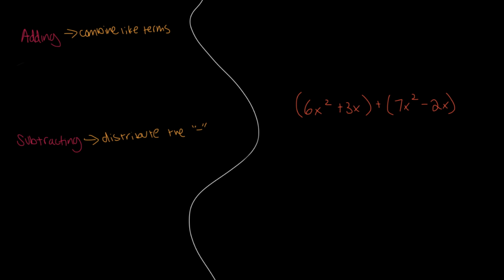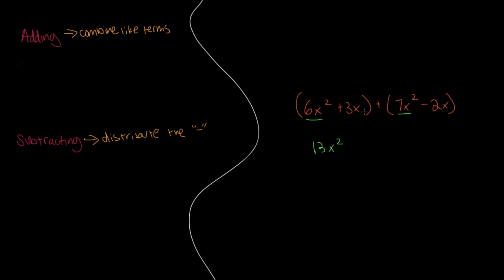So let's say we have this polynomial that we need to add together. Our separate polynomials are inside of the parentheses, so we know that they're separate, and the addition symbol is in between. So that's how we know that we are adding here. In terms of adding, all you need to do is combine your like terms, which we've done before. So we take all of the x squared terms, which is 6x squared and 7x squared, and we add them together. So 6x squared plus 7x squared is going to give us 13x squared.